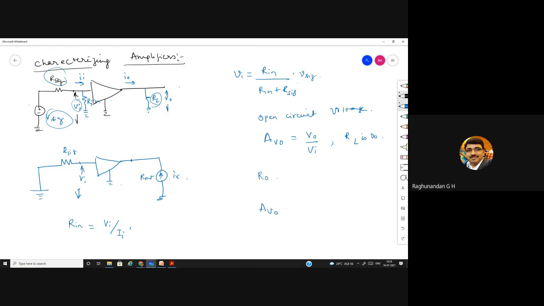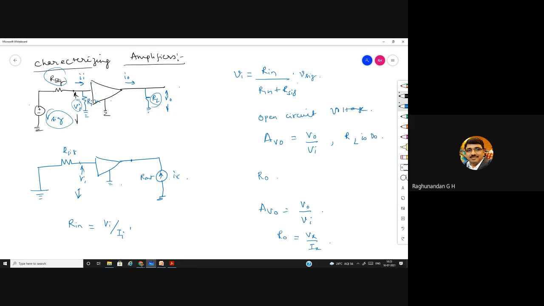So Av0 is equal to V0 by Vi, as we have taken. So now R0 is equal to Vx by Ix. In order to find the output resistance, we need to know the output voltage and output current. That's why, whenever we want to find the output resistance, we are going to ground the input signal. This is as per Thevenin's theorem. Whenever you want to find the resistance, we make the input signal 0 or grounded.